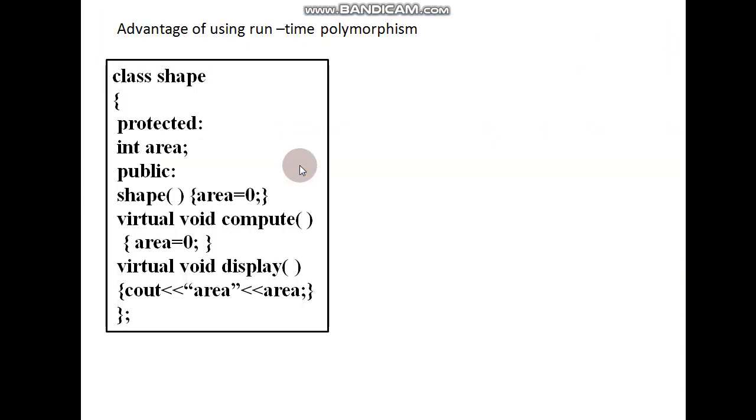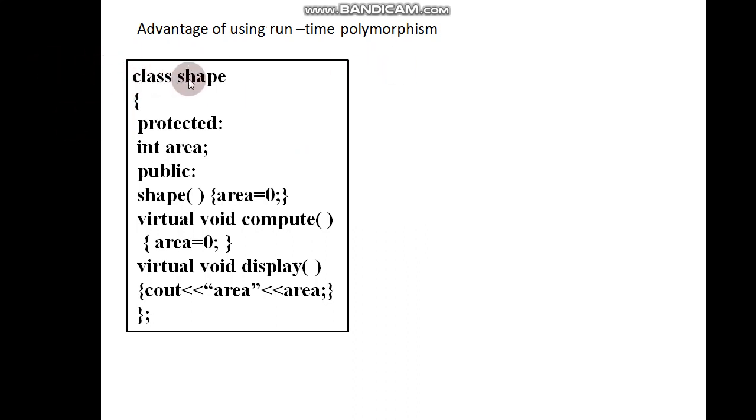In this session we will see an application of runtime polymorphism. We have a class shape where there can be different types of shapes like square, rectangle, circle. We want to find area of all such shapes.